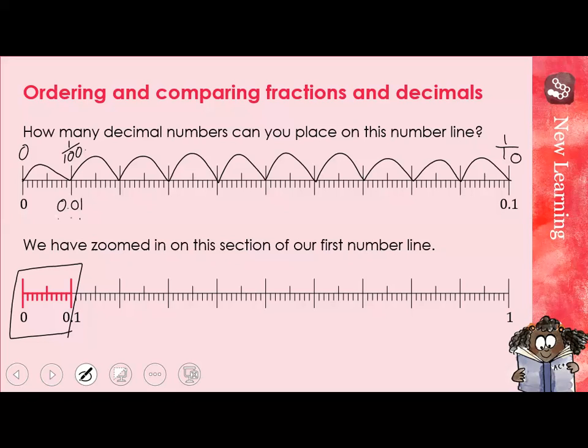So just like we did last time, if I know that that's 2/100ths, what is that going to be as a decimal? Well done if you worked out that it's 0.02. I wonder if you can tell me what would go here and what would go here. Pause the video now and have a chat or work out what would go there.